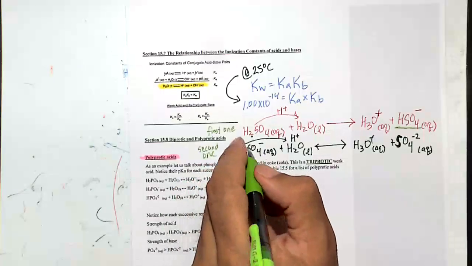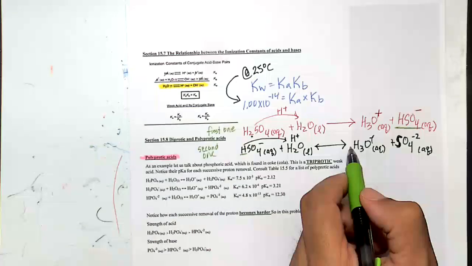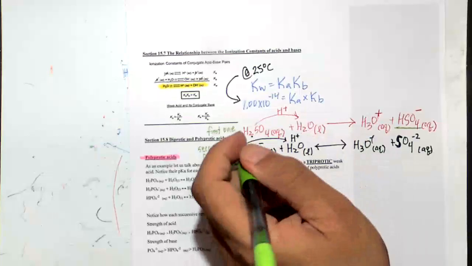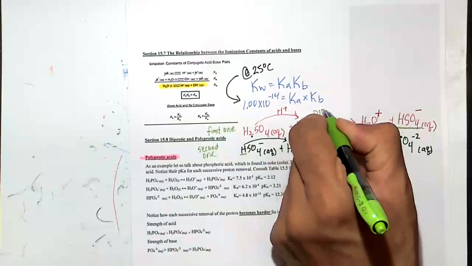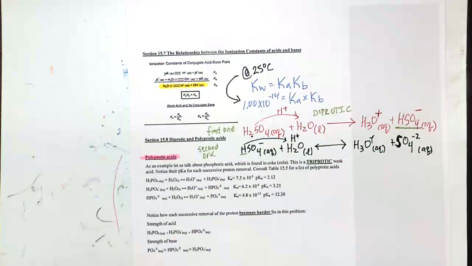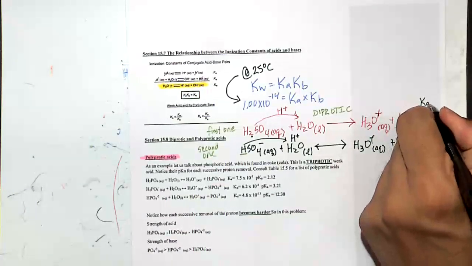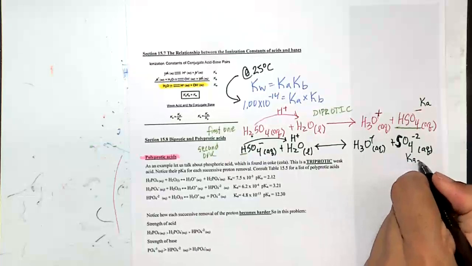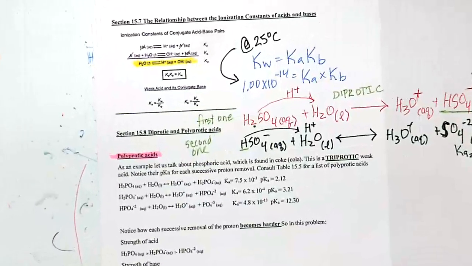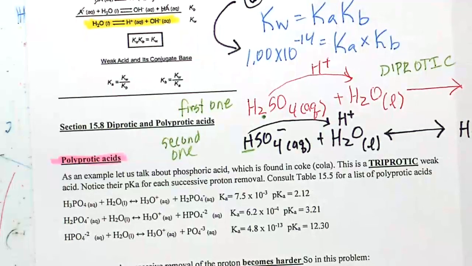Okay, you see this hydrogen sulfate? This too can deliver a proton, but not as well. It doesn't deliver its proton as well as the first one in the strong acid, sulfuric acid. We call sulfuric acid diprotic, which means di means 2. So this has a Ka, and I'll call this Ka2 for the second proton in HSO4 minus. Here's something that's triprotic. What does tri mean? 3.